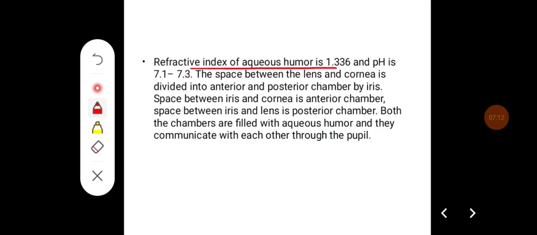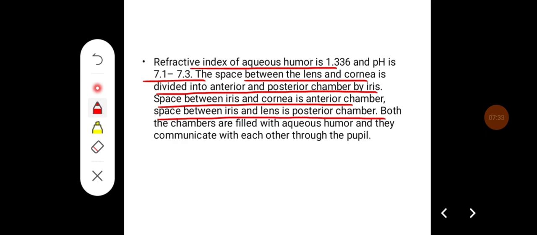Refractive index of the aqueous humor is 1.336 and pH is 7.1 to 7.3. The space between the lens and cornea is divided into anterior and posterior chamber by iris. The space between iris and cornea is anterior chamber. Space between iris and lens is posterior chamber. Both the chambers are filled with aqueous humor and they communicate with each other through the pupil.